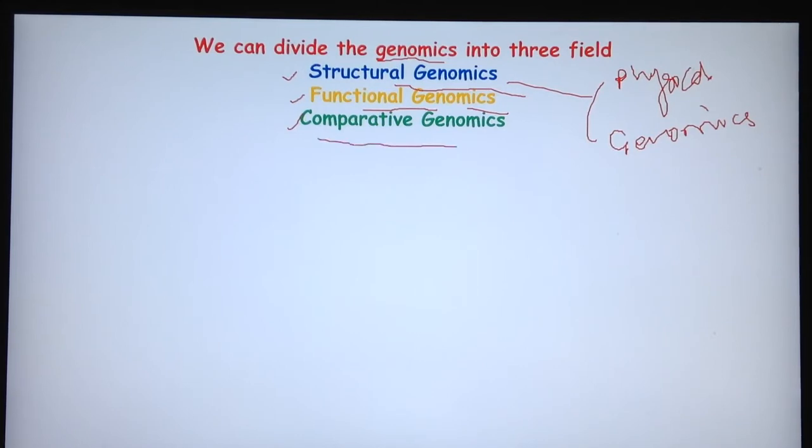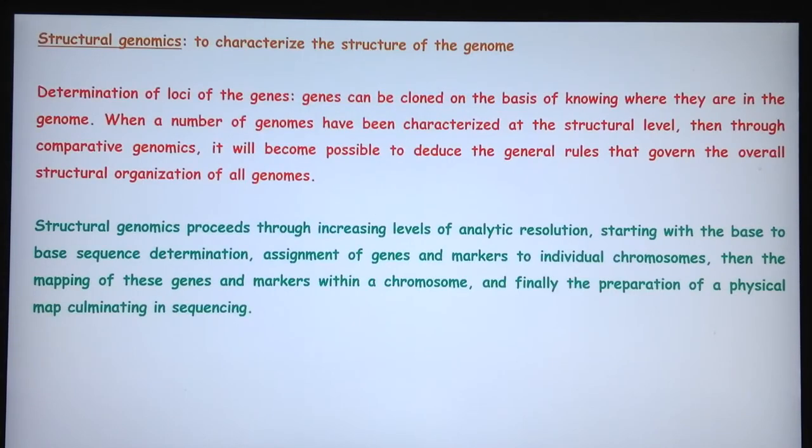Comparative genomics basically deals with the evolutionary differences between different organisms. So let's say we take here primates. Once we have sequence information, we can compare different primate species, what has led to the evolution of humans, who are at the top of the primates group, and what kind of changes have gradually occurred. That part is covered in comparative genomics.